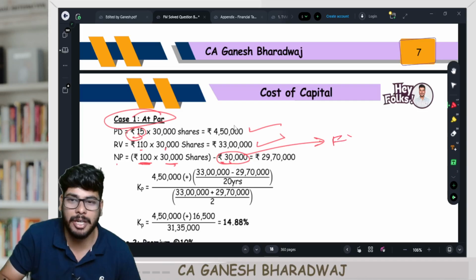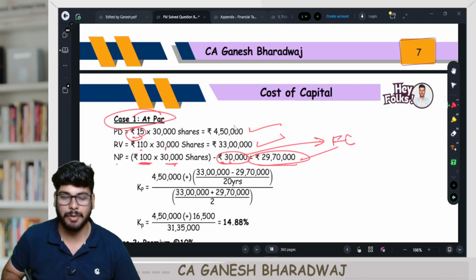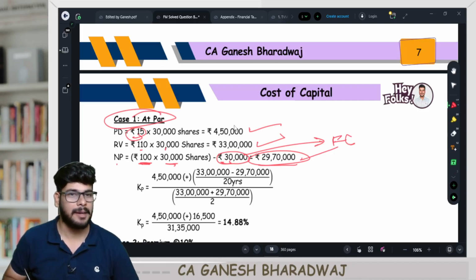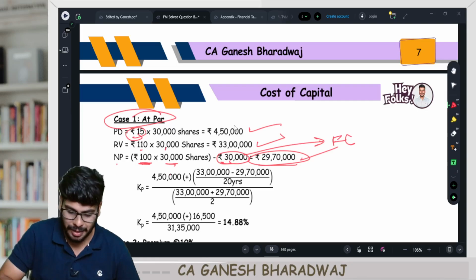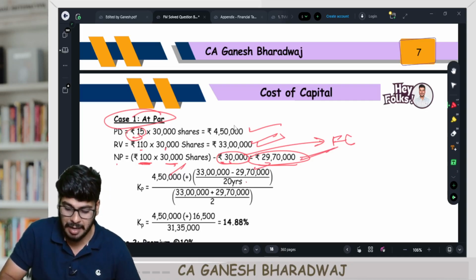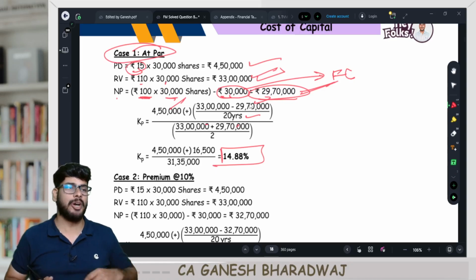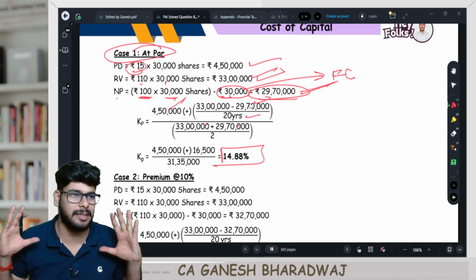This is going to be your flotation cost. Correct? No, it's an outflow. The net amount that I'm going to receive today is going to be 29 lakh 70,000. Guys, correct? You just need to apply the formulas here. So your dividend plus RV 33 lakhs minus NP 29.7 lakhs divided by the life 20 years, the whole divided by RV plus NP by 2. If you do this calculation, you will get 14.88%. As simple as that, right?